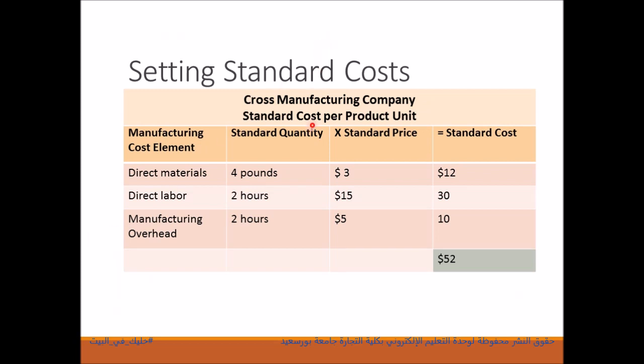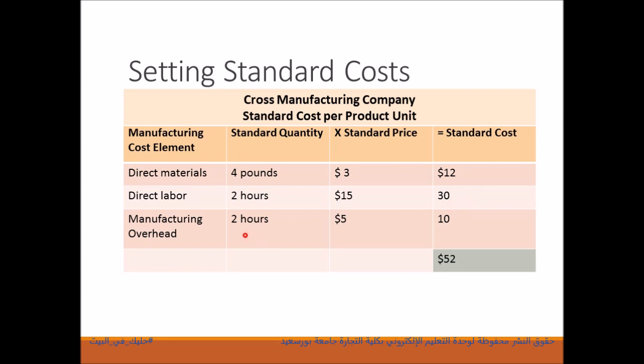To set standard cost per product unit for Cross Manufacturing Company, we need to multiply standard quantity by standard price for each manufacturing cost element. 4 pounds of raw material are needed to produce each product unit, and the standard price per pound is $3. That's why the standard cost of raw material is $12. 2 hours of direct labor are needed to produce each product unit, and the standard rate per hour is $15. That's why the standard cost of direct labor is $30.